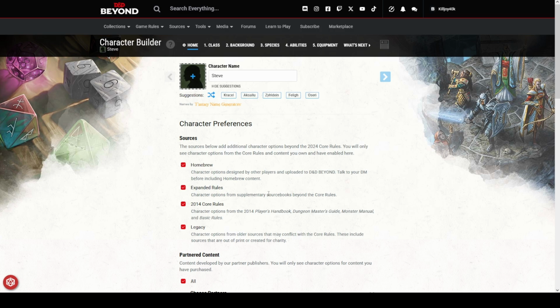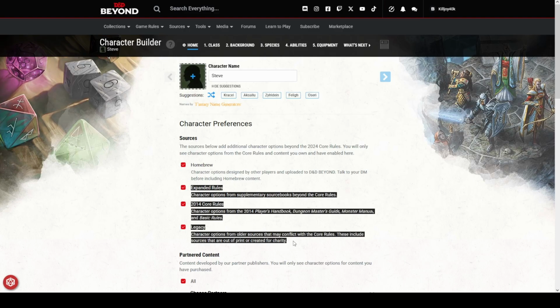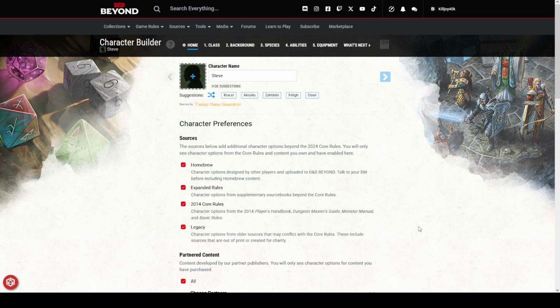Expanded rules. This is anything past the core rulebook in Legacy. I'll go into Legacy versus 2024 rules in a bit. 2014 core rules. These are the Legacy rules. These are rules that are 10 years old, and they've since updated them. And then Legacy, I'm not sure what the difference is between 2014 and Legacy. This might be things beyond the free core rules of 2014. These 3 options are 2014 rule sets.